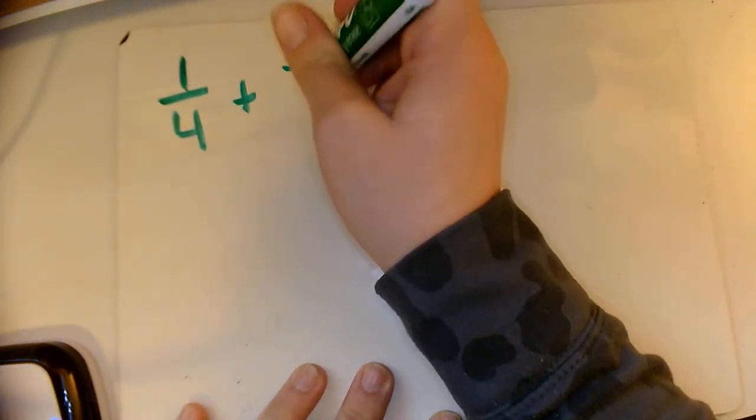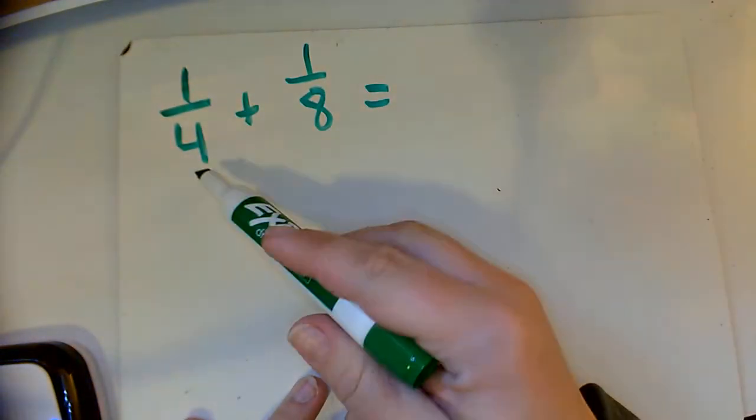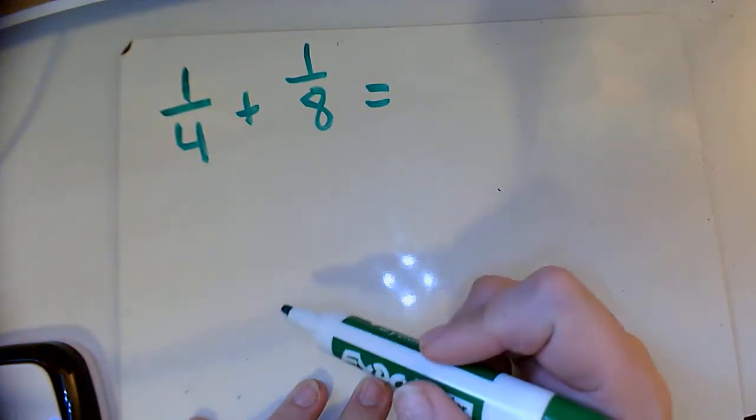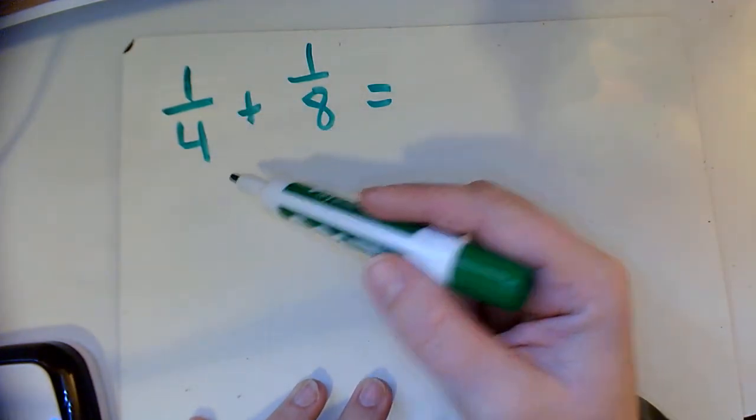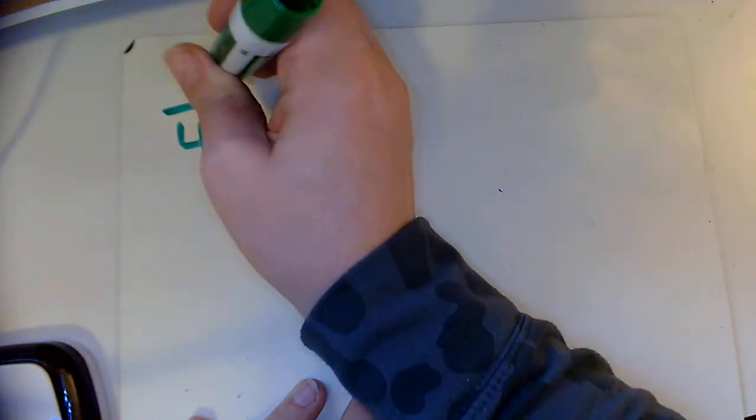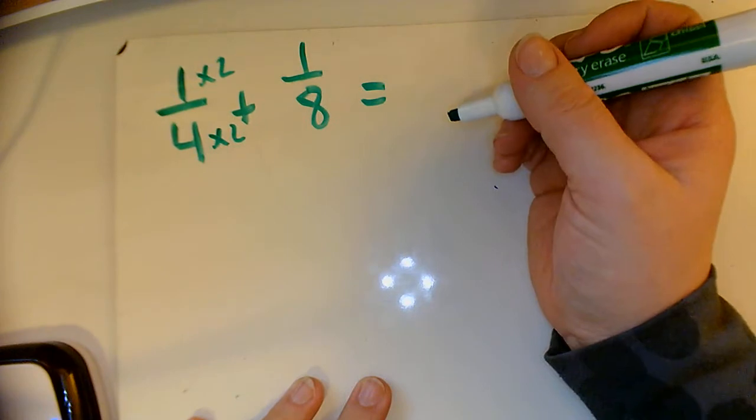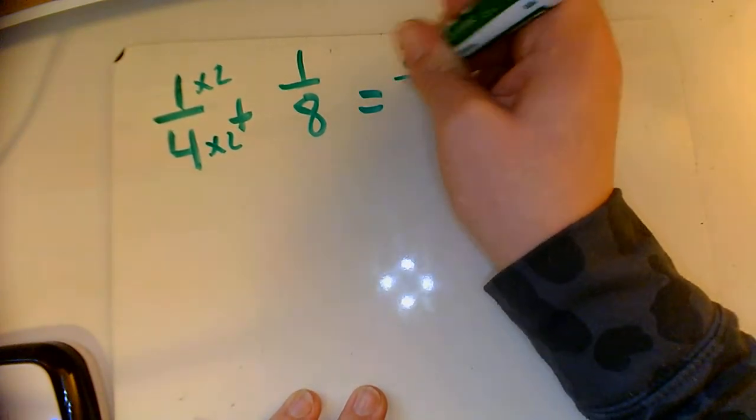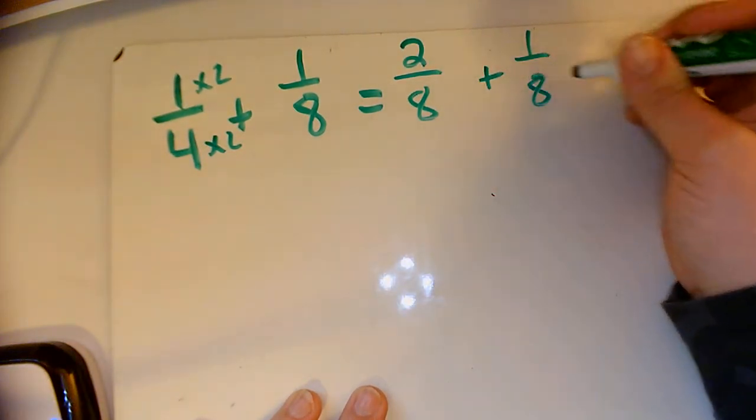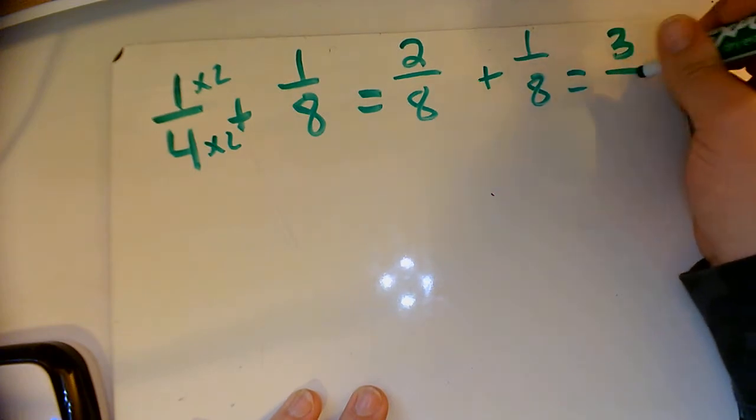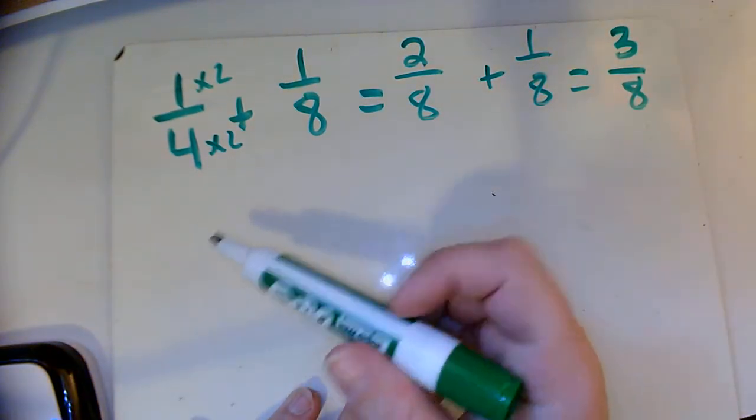Okay, so for our first problem, we have 1/4 plus 1/8. So notice my denominators are not the same, but they are related, right? We can say, well, 1/4 I can convert to eighths because 4 times 2 gives me eighths. So I can rewrite this addition problem as 2 eighths, which is equivalent to that 1/4, plus 1/8 is equal to 3 eighths. So we just changed one of them.